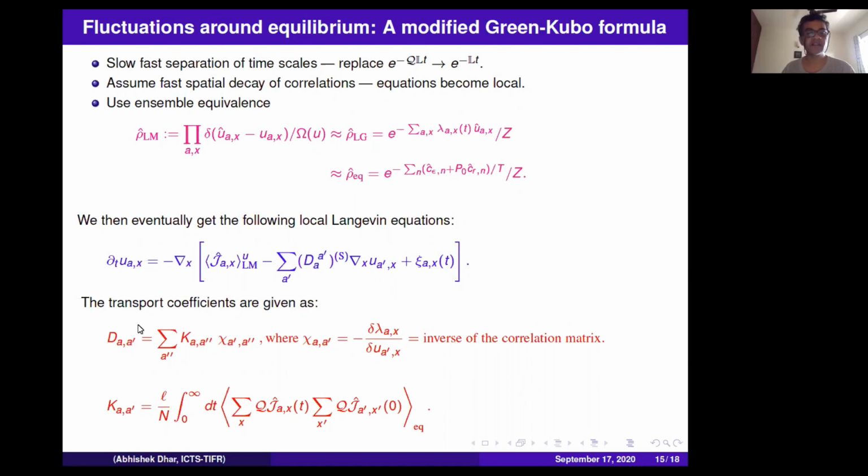And then you find that the transport coefficients are precisely given in terms of, okay, there's some structure here, but what is important is that this involves these correlation functions, which almost look like Green-Kubo, but are a bit different. You take the current operator, project out the slow evolution of the current, and then compute this correlation.